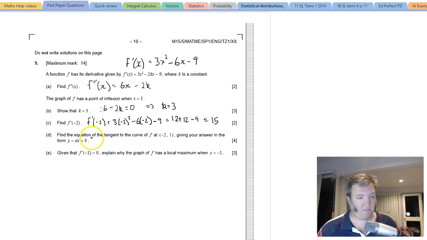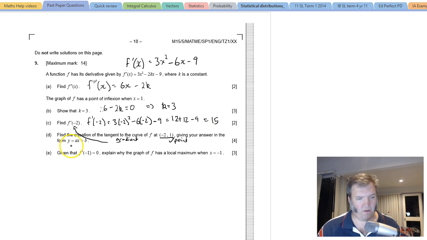Find the equation of the tangent to the curve at f at negative 2, 1, giving an answer in the form y equals ax plus b. What are the two things you need to find the equation of a tangent? You need to know the gradient and you need to know the point. They have given us the point, and f dash of negative 2, they've given us the gradient. So the gradient is 15.